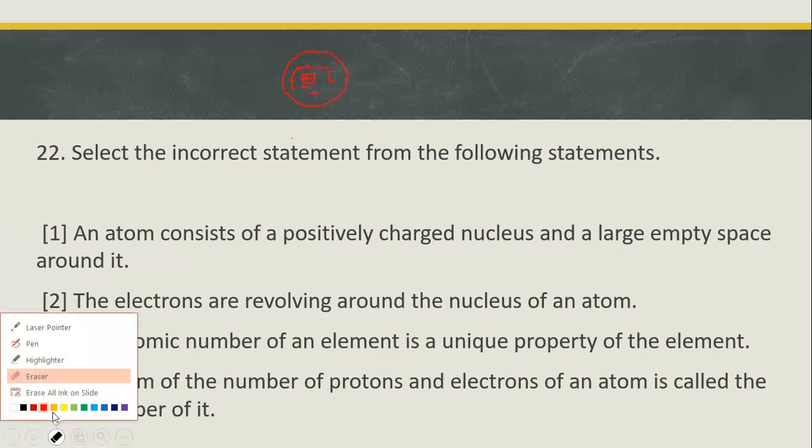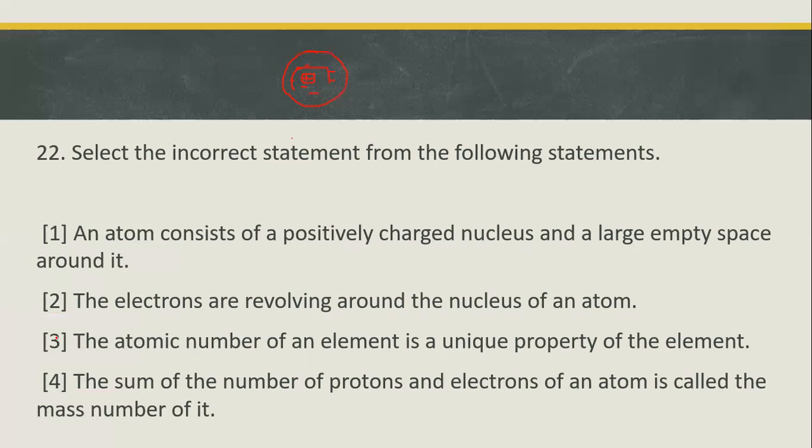The electrons are revolving around the nucleus of an atom. This answer also correct. The atomic number of an element is a unique property of the element. It's also correct. Atomic number differs from an element to element.